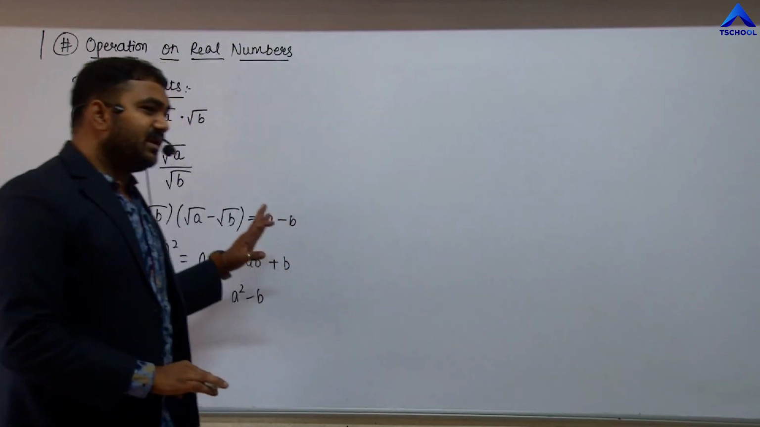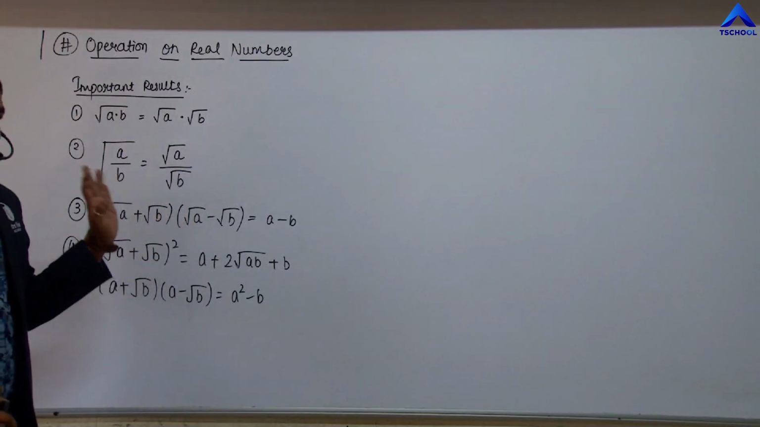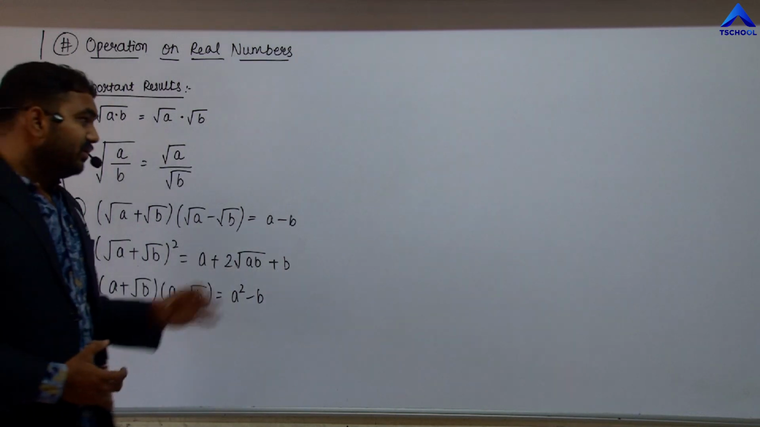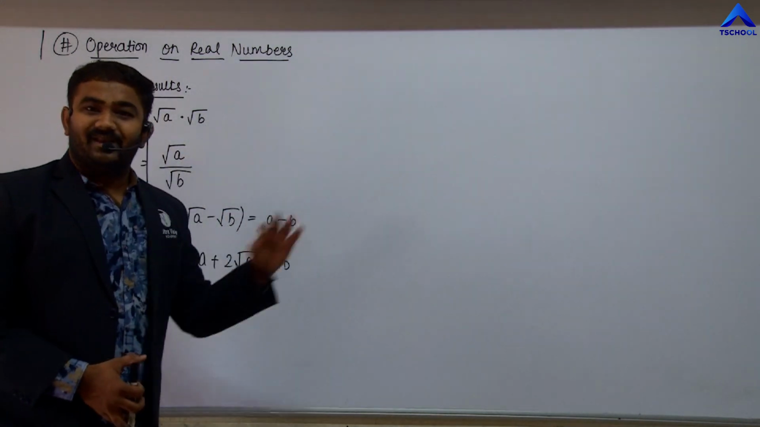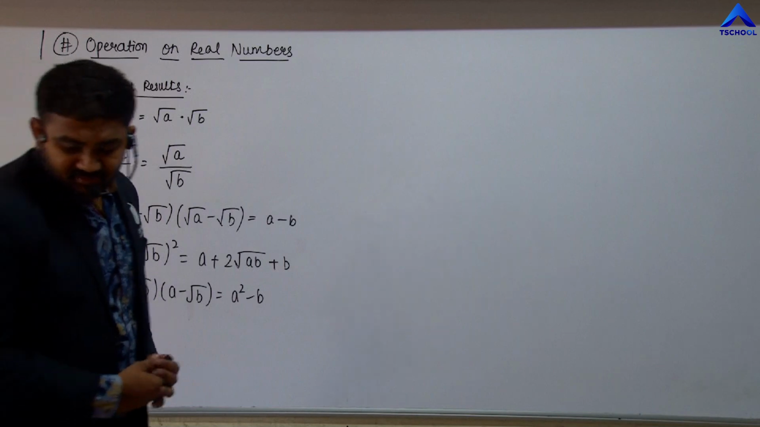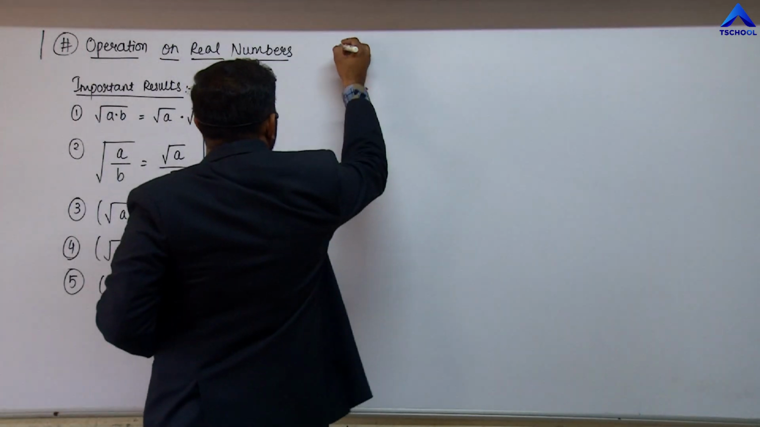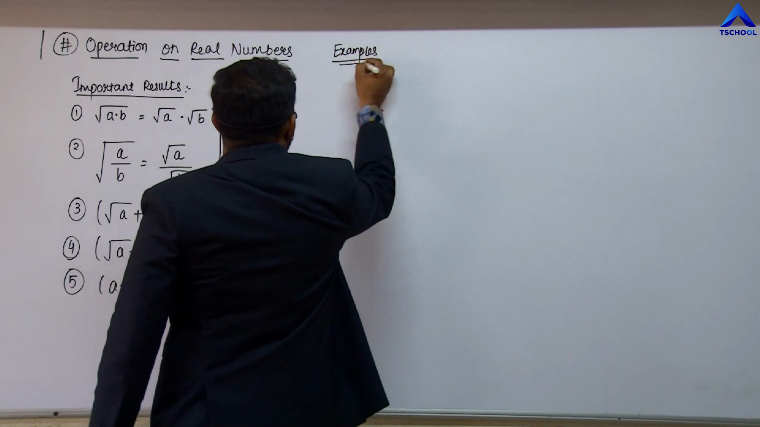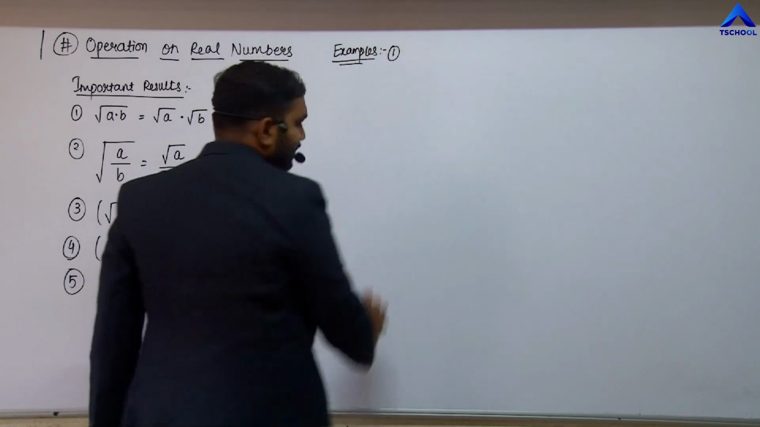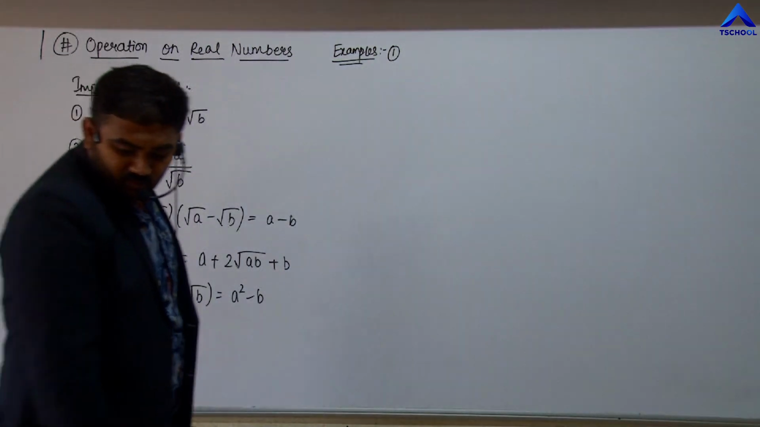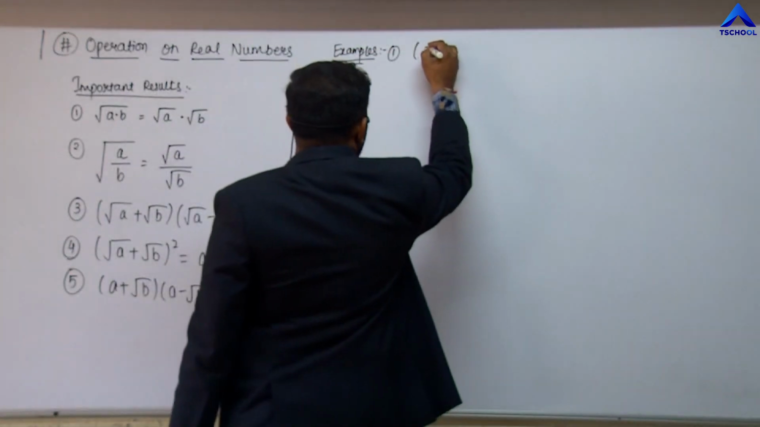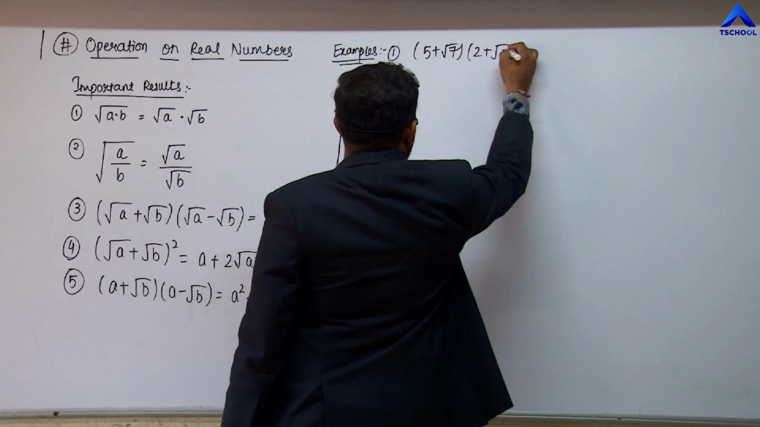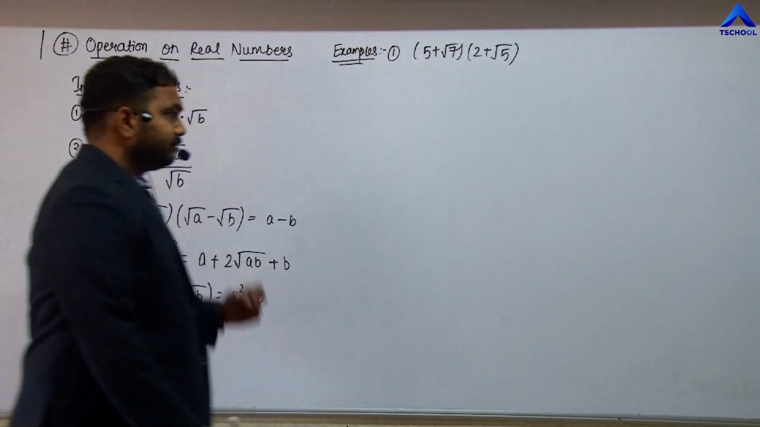Because the questions related to this topic are asked in the examination, so that we can come to know how to solve the topic. Let us understand the illustrations. The first one I am having here as an example is 5 plus root 7 into 2 plus root 5. 5 plus root 7 into 2 plus root 5.